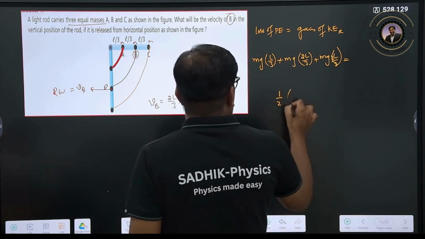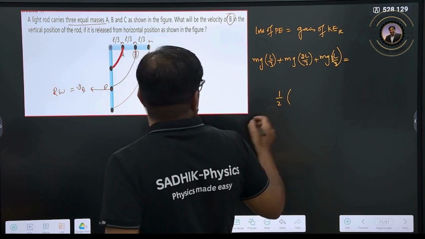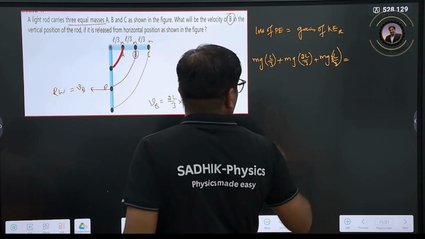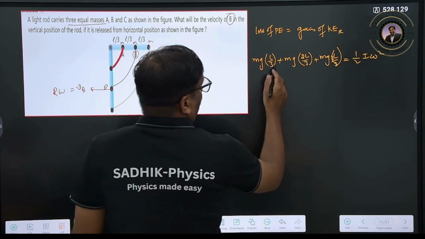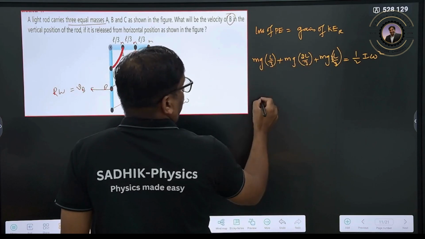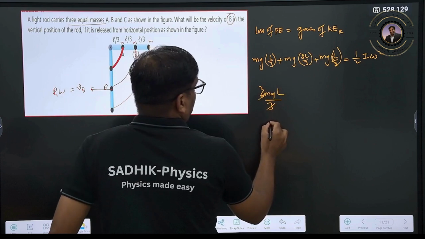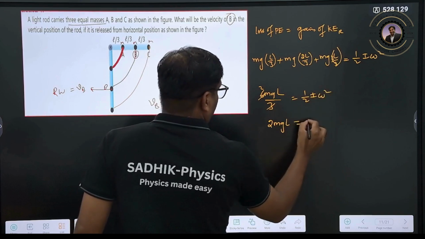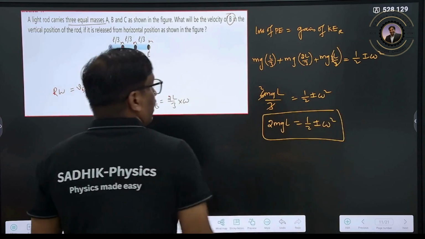What is the kinetic energy? Half I omega square. Let us simplify this one, no, all with denominator 3: 3 plus 2 plus 1... that is 6 mgl by 3, so therefore it is 2 mgl equals half I omega square. Now our main intention is to calculate I.